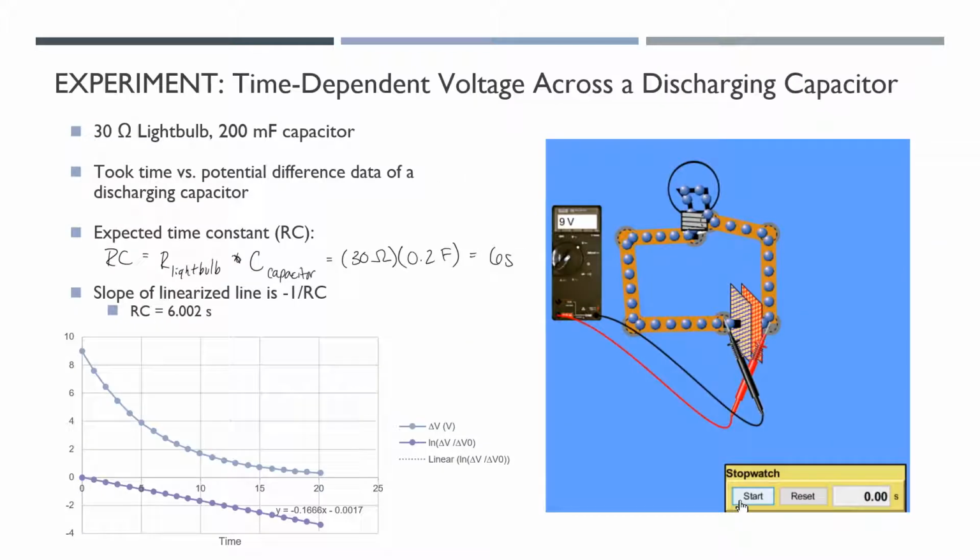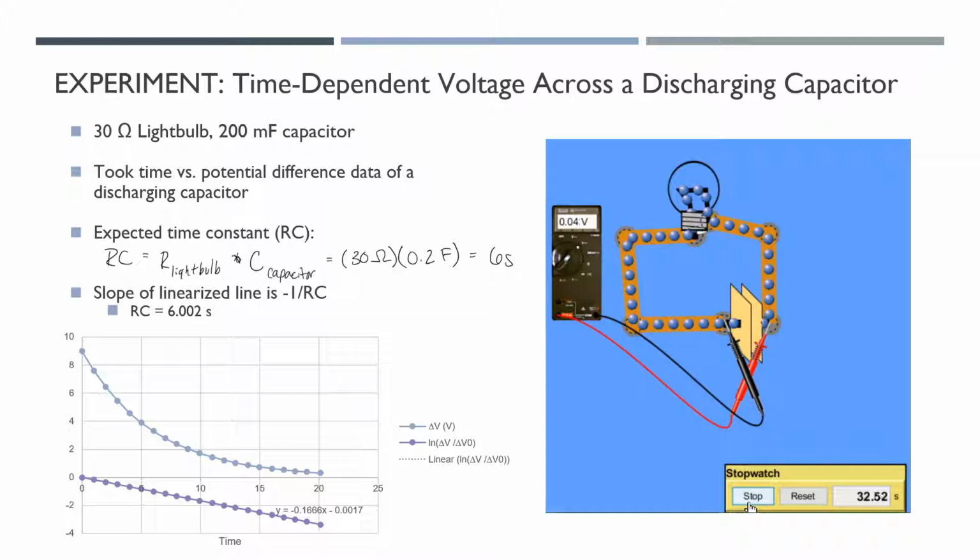In the third experiment, we collected time-dependent voltage data across a discharging capacitor. We used a 30 ohm light bulb and a 200 millifarad capacitor. The capacitor had already been charged by a battery. We took time versus potential difference data of a discharging capacitor and then found the time constant. First, we calculated an expected RC time constant, which was expected to be 6 seconds. Then, using the data that we collected in the simulation that I've recorded to the right, we found how much time it took for the capacitor to completely discharge and at what rate it discharged. That's all graphed on the graph below.